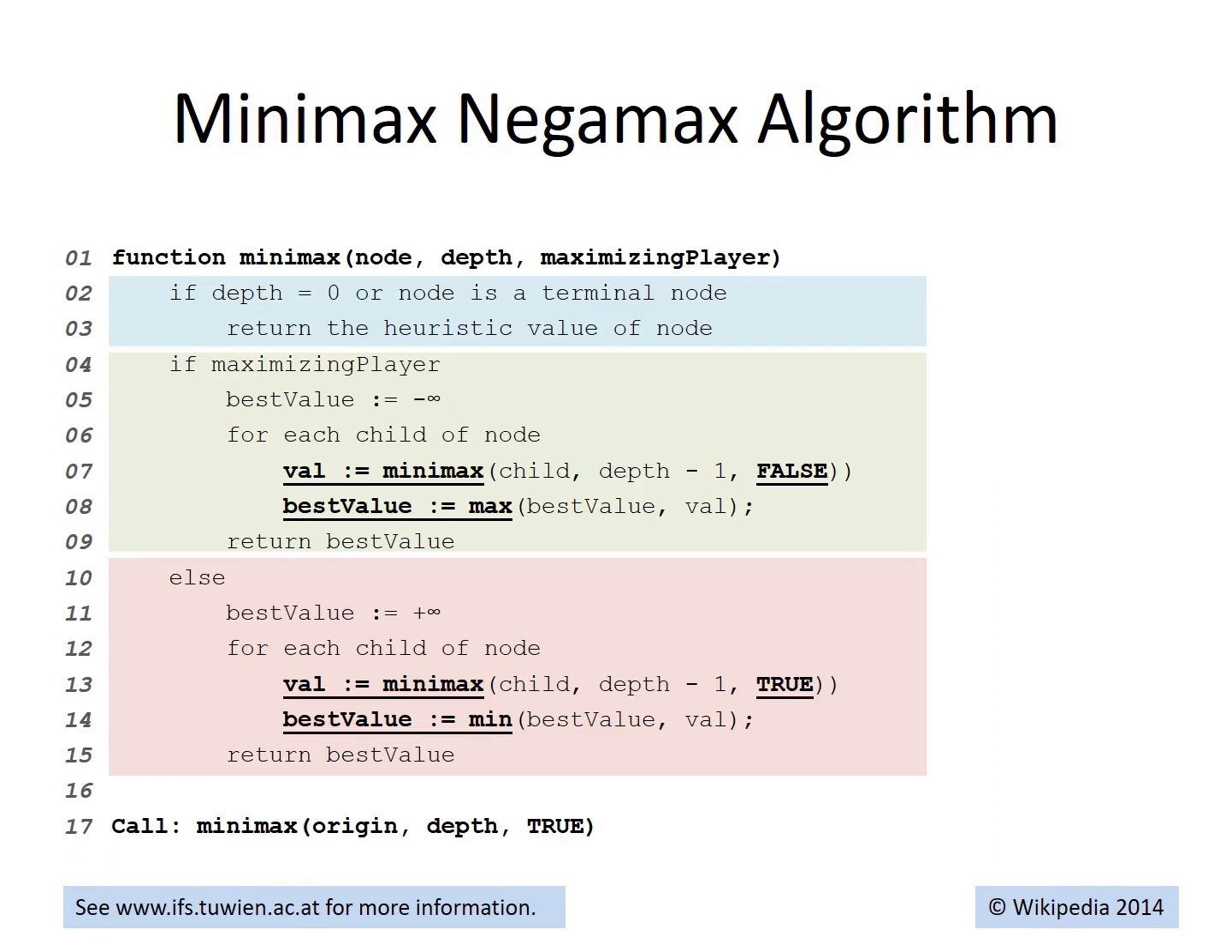What does the algorithm for that look like? This one is just from Wikipedia. It is a very simple algorithm. It's of course recursive, because this is always the same action, just from the 2 different points of view. Therefore, this perspective is encoded in the variable maximizing player, which is either true or false.